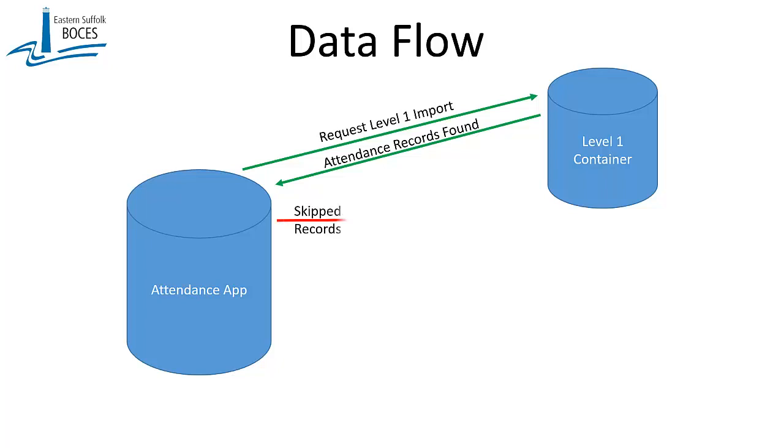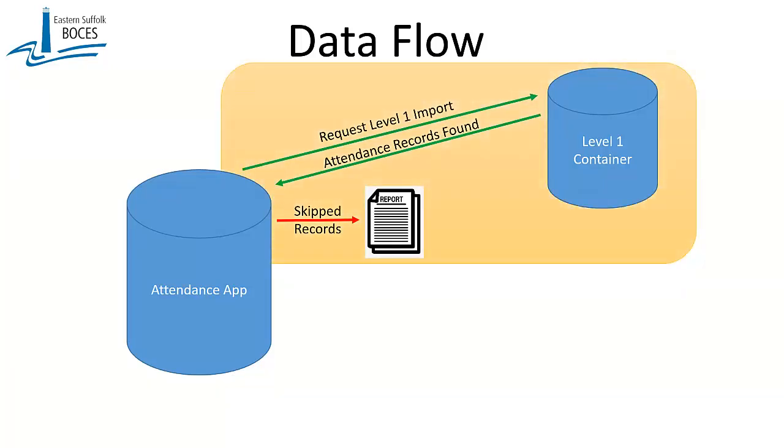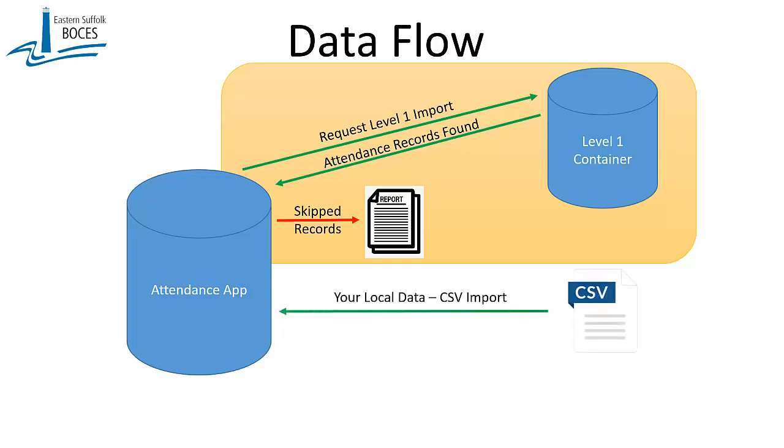After the import completes, if any records were skipped due to errors, you will be shown a report on the screen with the details. You can contact your ESB support group for assistance in researching any such errors. At this point, you've completed the Level 1 import process and are ready to move on to the next step. Now that we have retrieved all the existing records currently stored in Level 1, you need to add your own local data. This is done by importing a CSV file with your local attendance data. As before, after the import completes, if any records were skipped due to errors, you will be shown a report on the screen with the details.